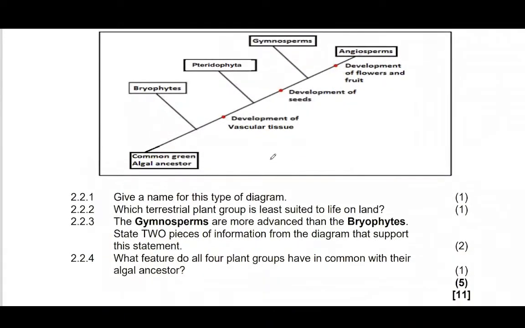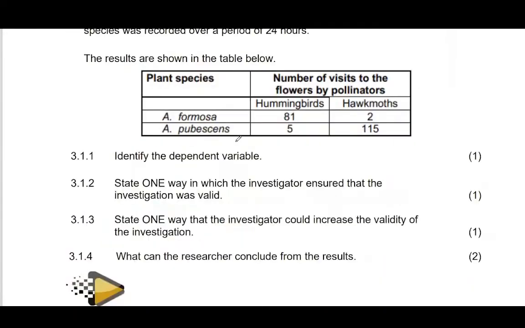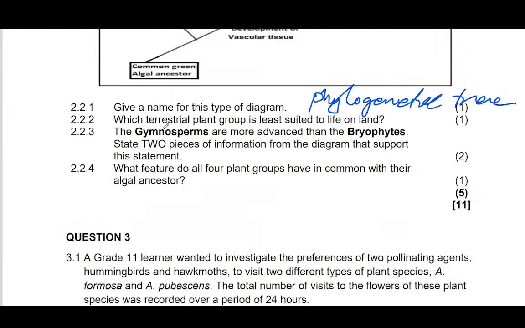Name the type of diagram. We say that this is called a phylogenetic tree. Yes, it's called a phylogenetic tree. Then they're asking which terrestrial plant is least suited for life on land?